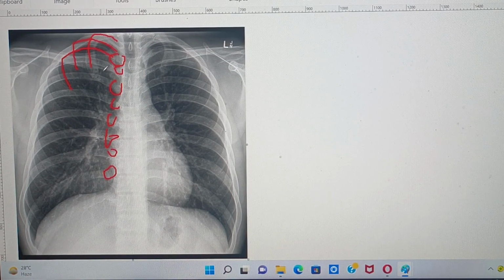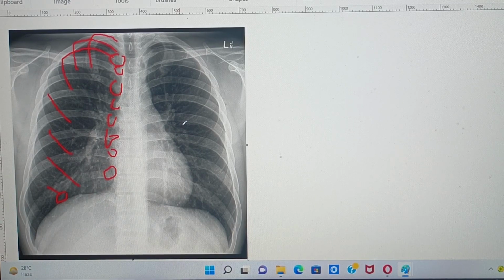Like you can see, this is the first rib, this is the second, this is the third, so this is the fourth rib, this is the fifth rib, this is the sixth rib, and this is the seventh rib. The seventh rib you can see here above the diaphragm and approximately mid side, at the mid part of the right lung.